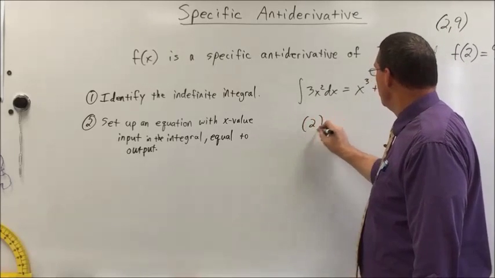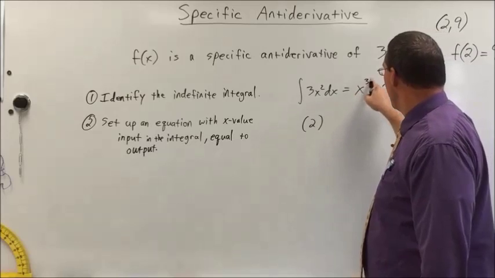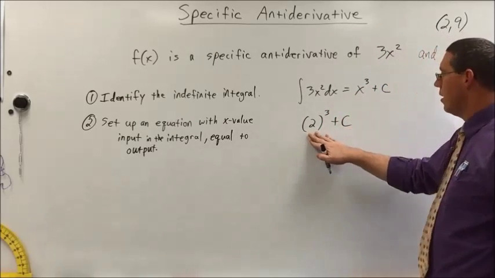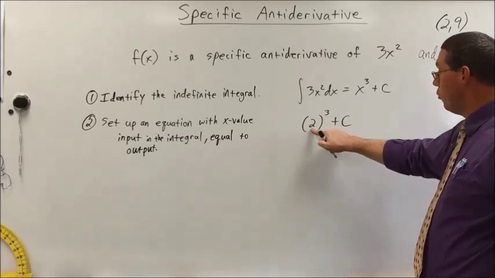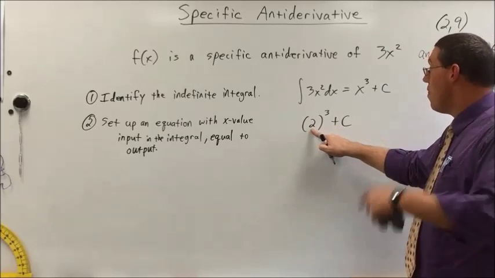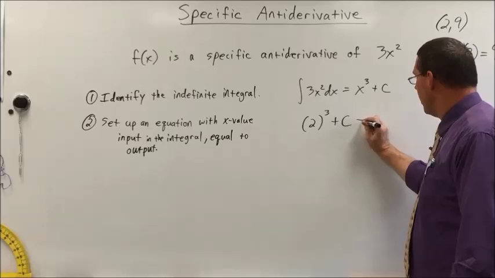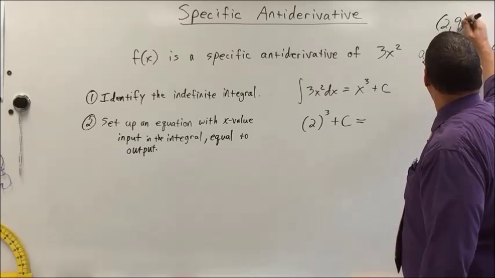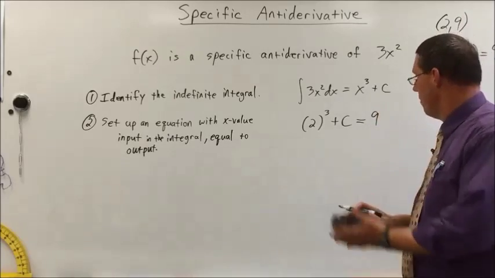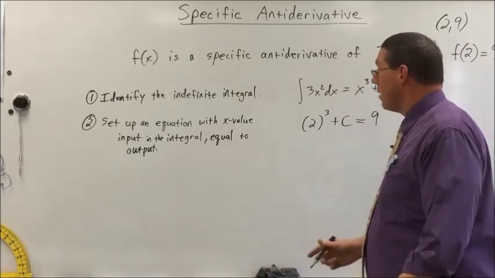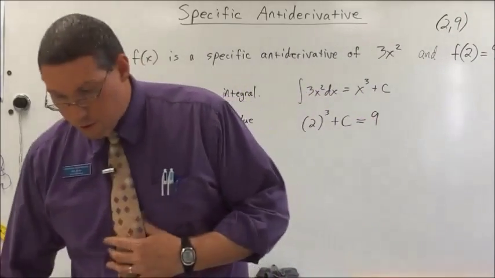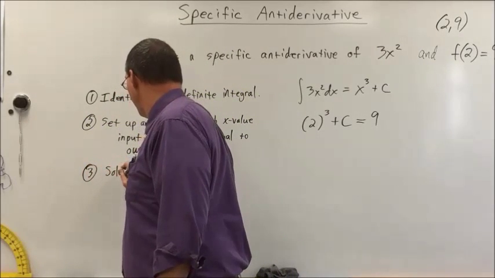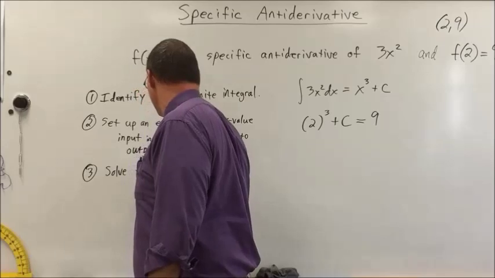So we're going to put a 2 in for the x, and then it's to the third power plus c. So this is our indefinite integral with 2 plugged in for x. Then we're going to set that whole thing equal to the output value, to the y value 9. Okay? All right. Then step 3, solve for c.